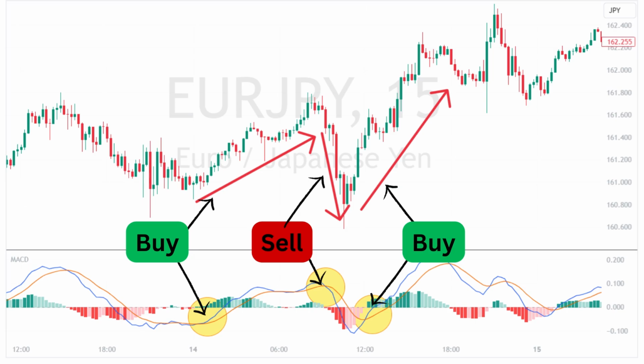The MACD does a very good job of detecting momentum, and a common way of using the MACD is by taking a buy position if the MACD line crosses above the signal line, and taking a sell position if the MACD line crosses below the signal line.